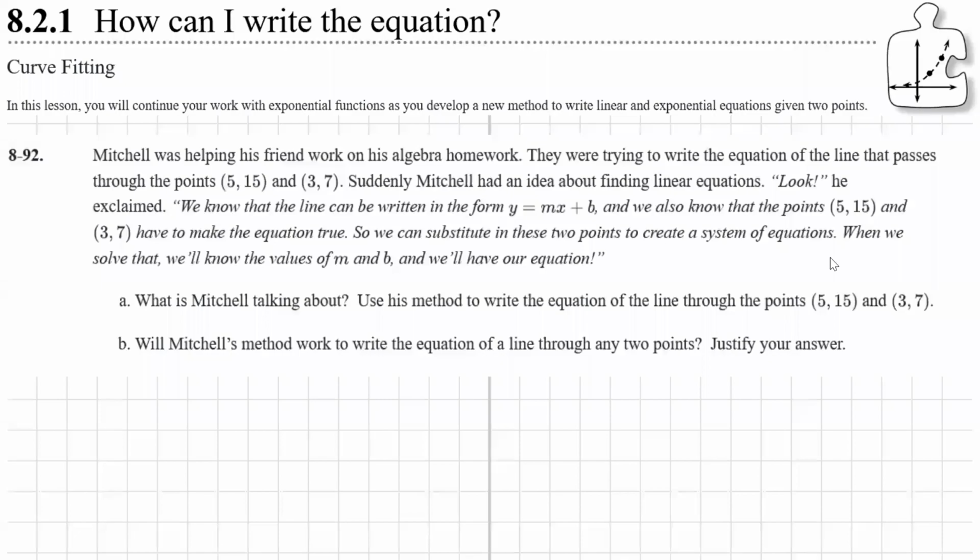Computer. All right, so 8.21. Sorry, let me get my pen back. Yay, I think it works.